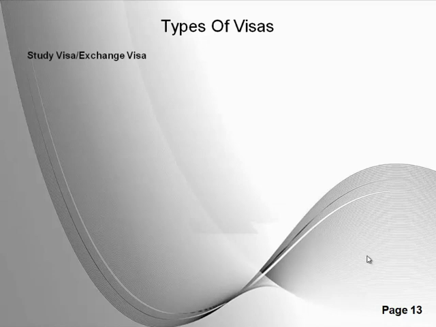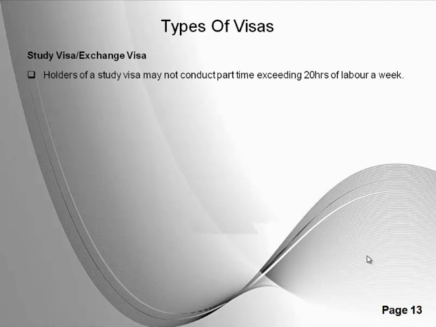Moving on, study visa or exchange visa. Here, holders of a study visa may not conduct part-time work exceeding 20 hours of labor a week. So, yeah, I think the study visa or exchange visa maybe is exchange between schools, or where you have exchange students, or you want to apply for a study visa. Okay. Visas will only be issued for the duration of the study period.